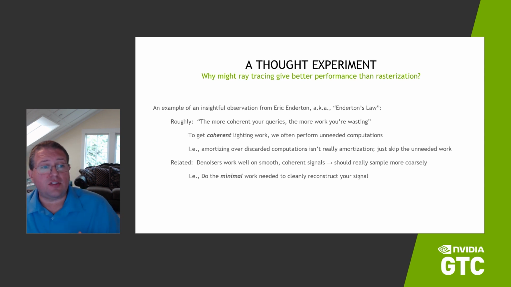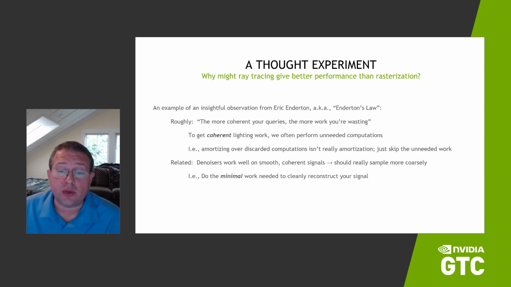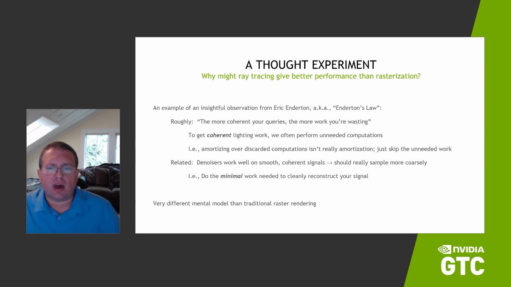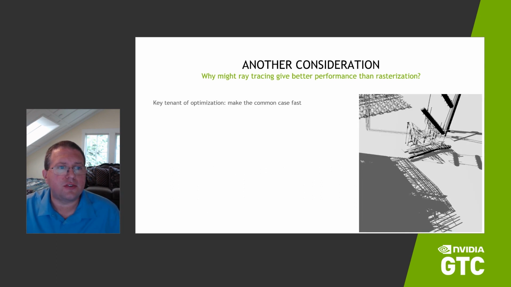And related to this is an observation. If you work with denoisers very much, you know that they work very well on smooth, coherent signals like diffuse lighting. And in those cases, you should really be sampling more coarsely. What Enderton's law is really saying is you should be doing the minimal amount of work needed to cleanly reconstruct your signal. Don't do more. That's just wasted work. And this is a very different mental model than with traditional raster rendering, and requires you to sort of change your perception a little bit on computations.